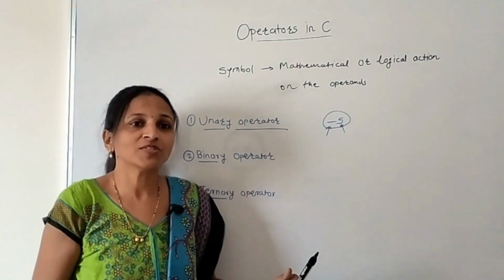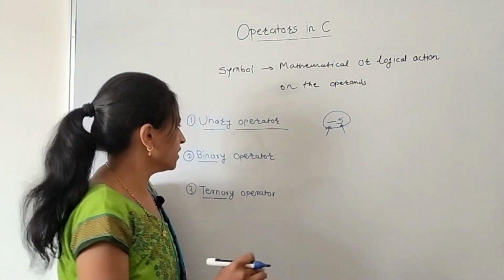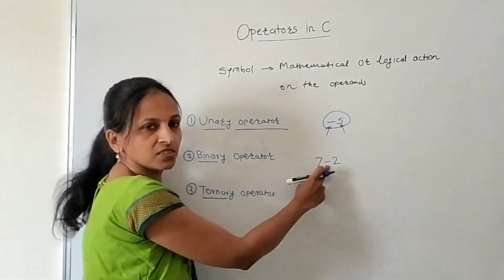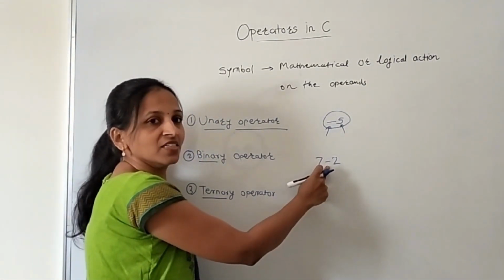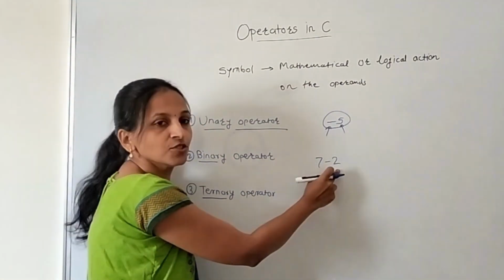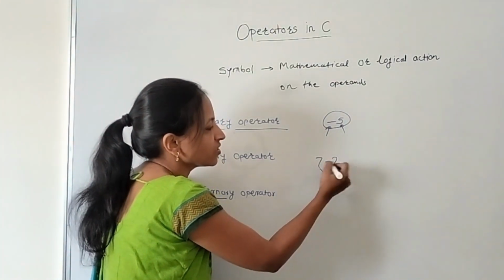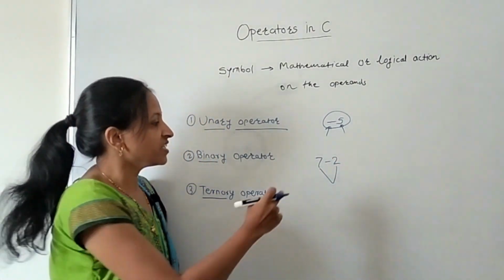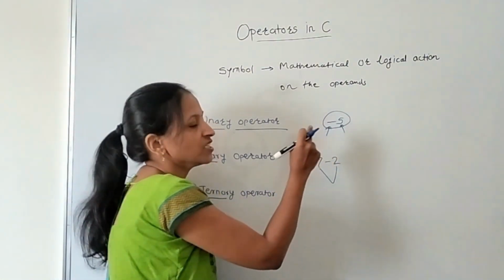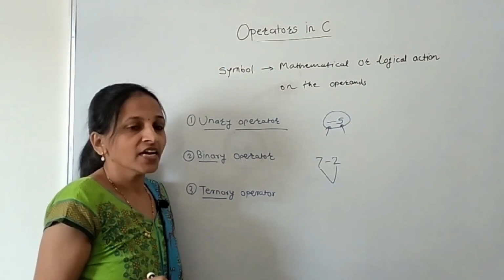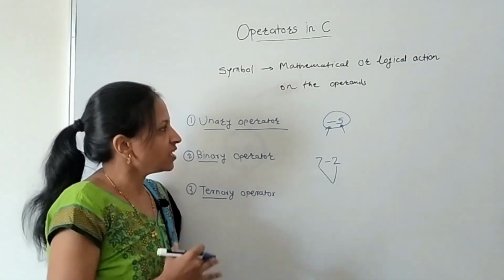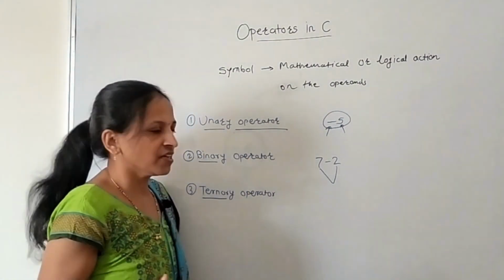And suppose we are using the same minus in a different way, like suppose I am writing 7 minus 2. Now this minus is a binary minus. And it is acting on these two operands, 7 and 2. That's why this minus is called a binary minus, and this one is unary minus. This is nothing but unary, binary and ternary. Now we will see some examples of this unary, binary and ternary.